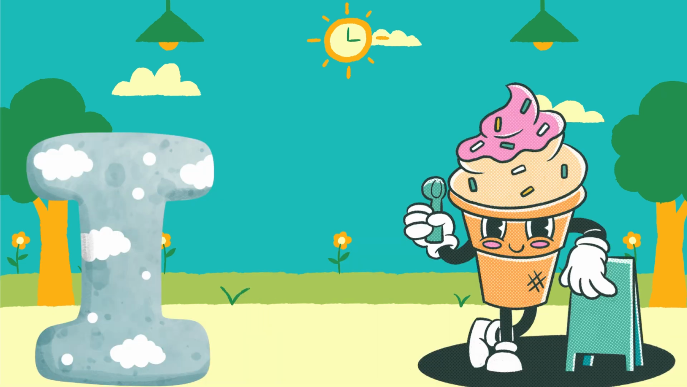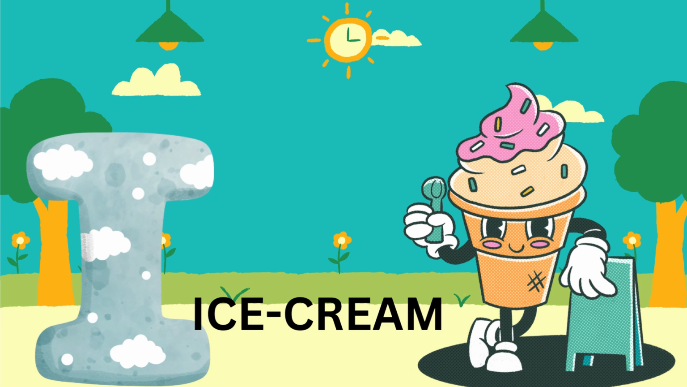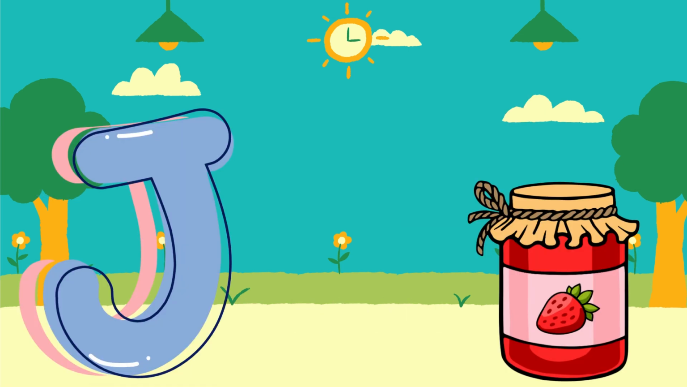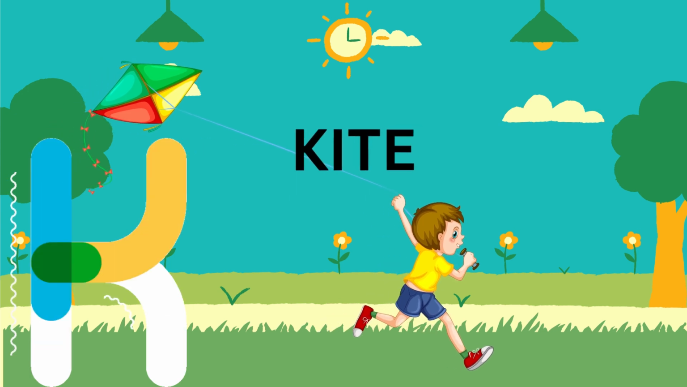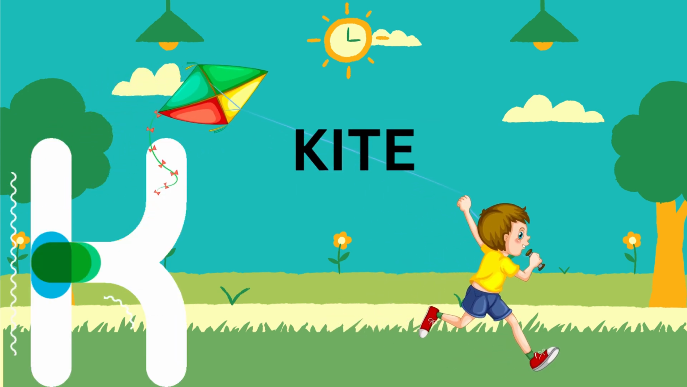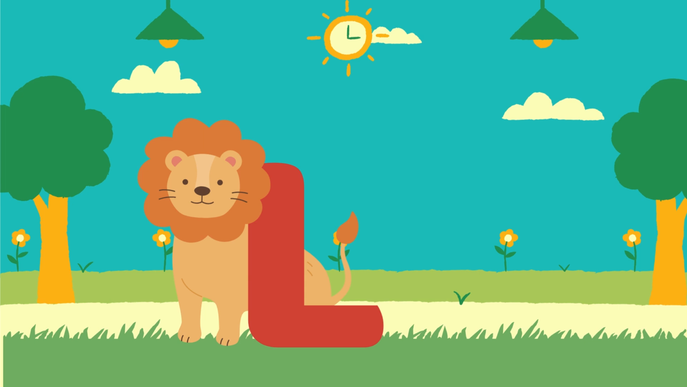I for I, C, E, C, R, E, A, M, Ice Cream. J for J, A, R, Jar. K for K, I, T, E, Kite. L for L, I, O, N.